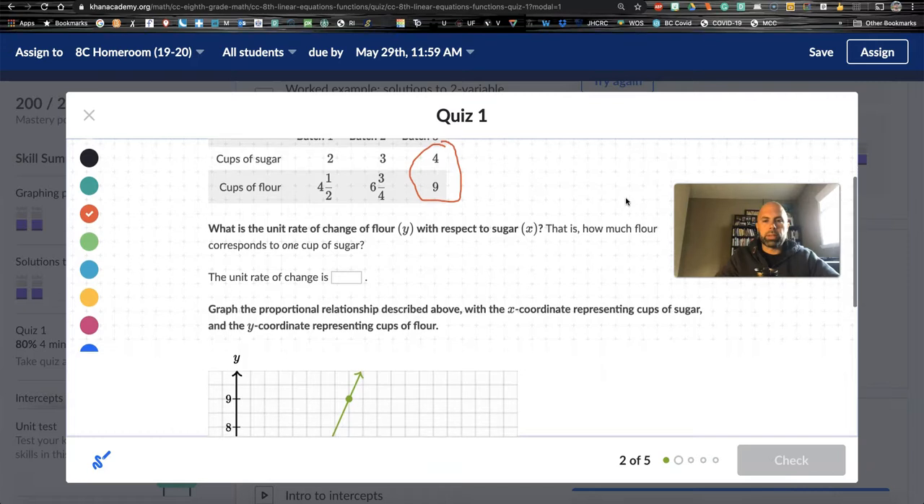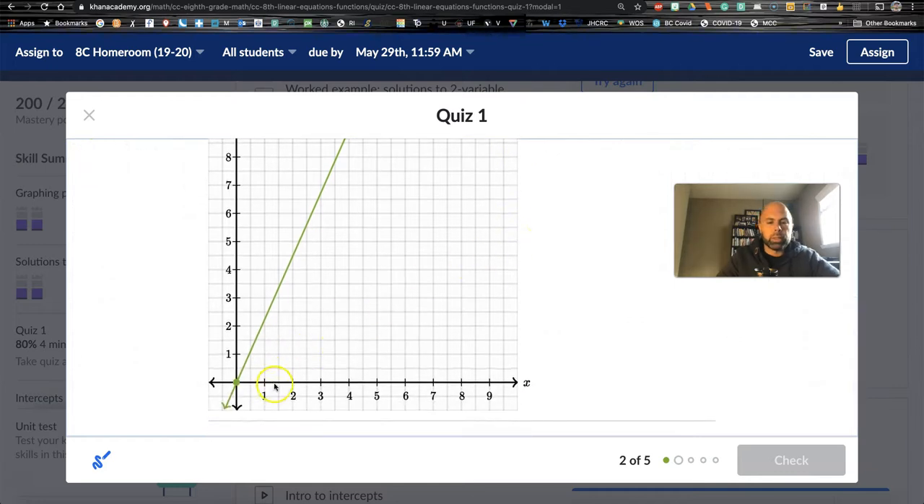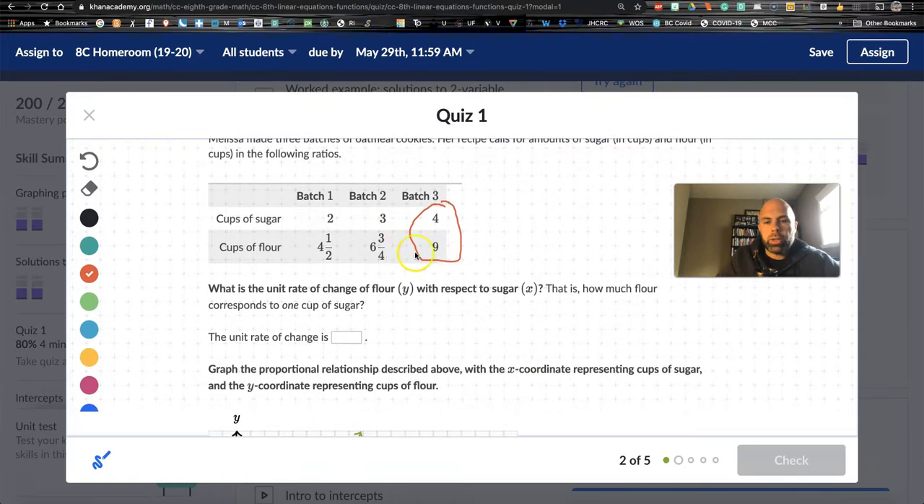Now the question is, how much flour corresponds to 1 cup of sugar? So if we kept going, well, we can look right at the graph. That'll give us a clue. It's going to be about 2.5, it looks like. And let's look at how much these are going down by. Those are not easy fractions to deal with. But those are going down by 2 1/4.